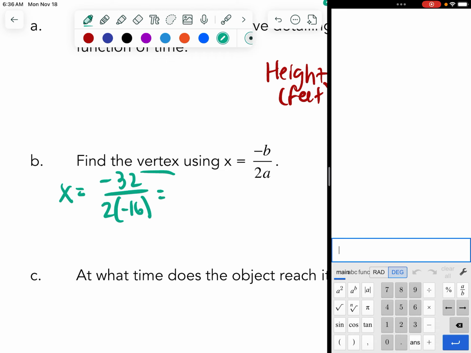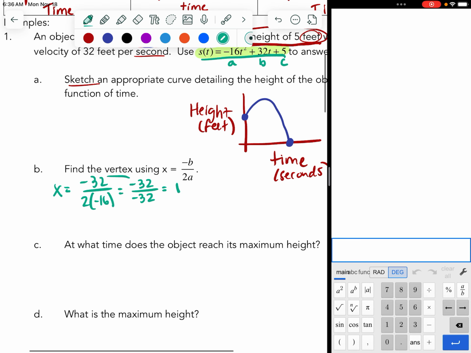Always do the bottom on this before you do anything else. So negative 32 on the top. 2 times negative 16, that is negative 32. And yes, you could use your calculator, but anything divided by itself is just 1. Remember, vertex is always a point. So we have 1 comma something.